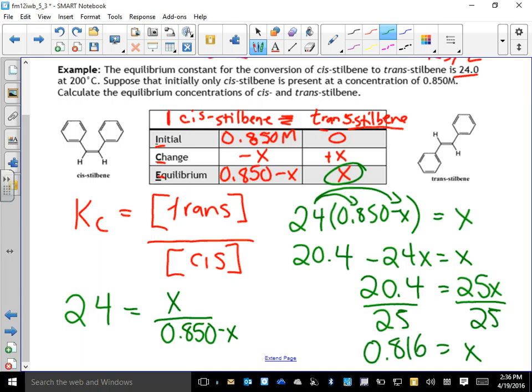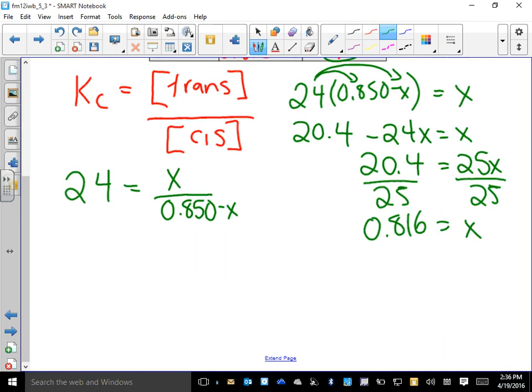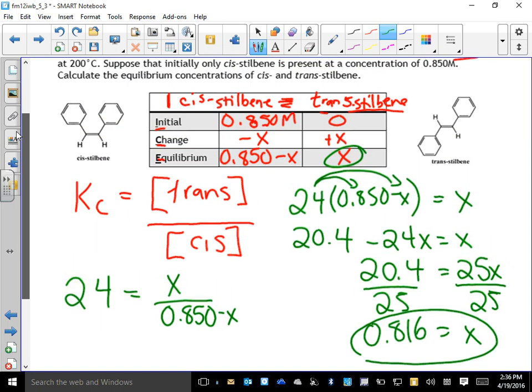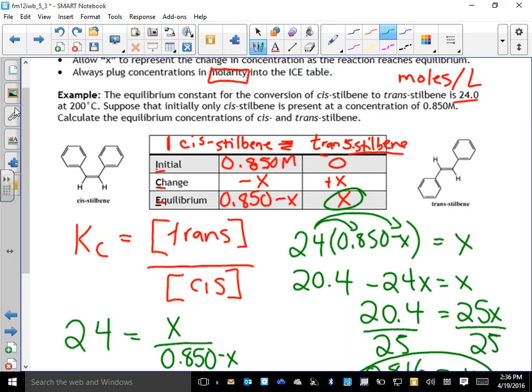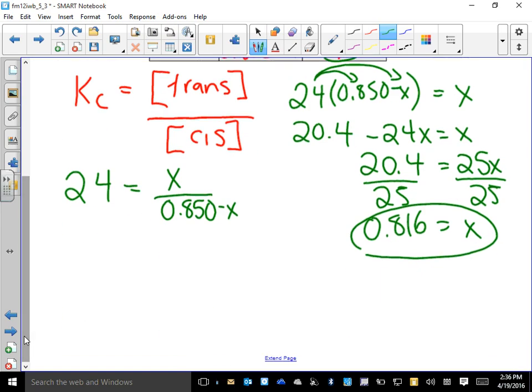Okay, this question is not done. That is just my value of x. The question asked us for the equilibrium concentration of cis and trans. So I know that trans is just x. So the equilibrium concentration of trans would be 0.816 moles per liter.